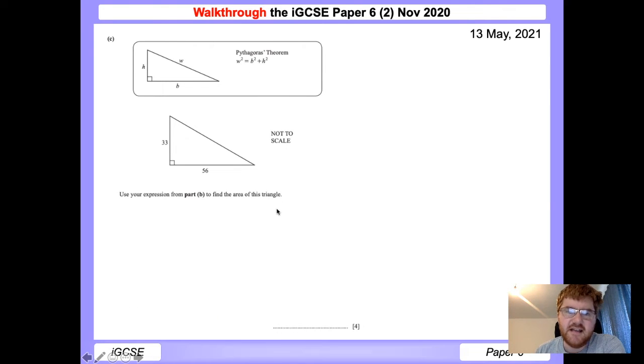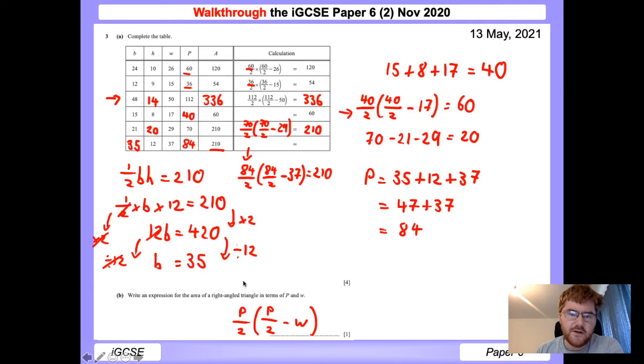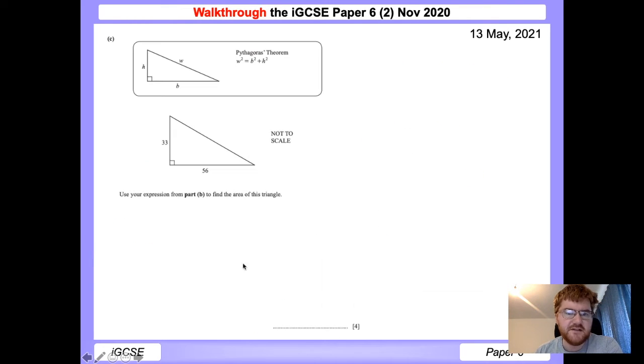Okay, so on to part C. So using the expression from part B to find the area of this triangle. So again, non-linear paper, we go back to this expression we just wrote down. So I'm going to copy it over. P over 2, open brackets, P over 2 minus W. And I want to use this expression to work out the area of the triangle. So 4 marks, so there's going to be some working involved here. First thing I notice is I'm actually missing my W in this triangle. So we need to use the theorem above, Pythagoras' theorem, to work this out.